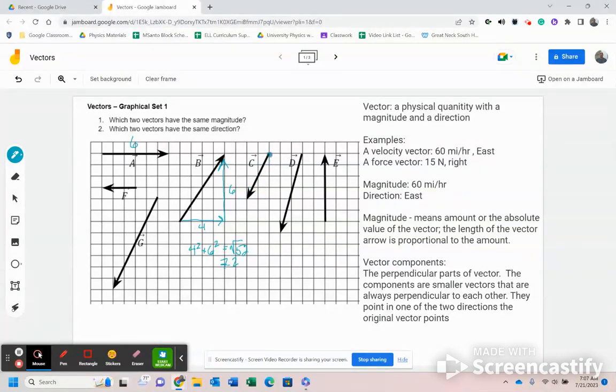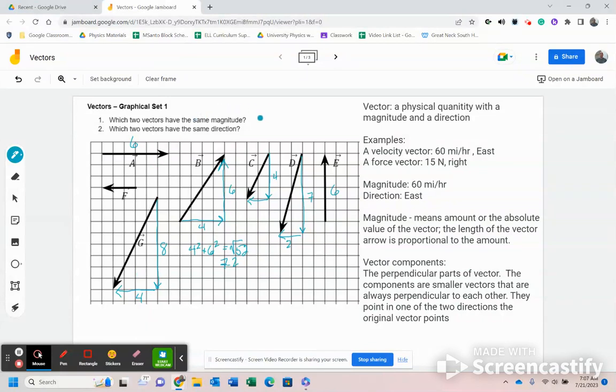So vector C will have a component going down 4 and to the left 2. Vector D will have a component going down 7 and left 2. Vector E will have just an amount going straight up, which would be 6. And vector G will go down 8 and to the left 4.